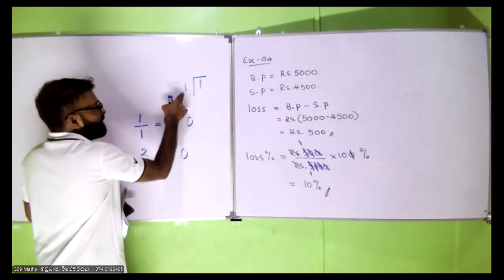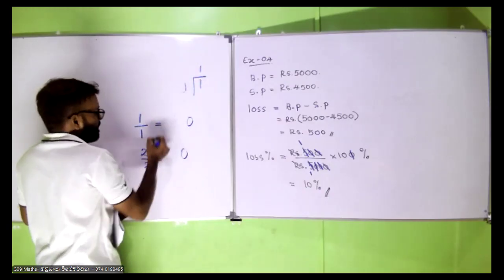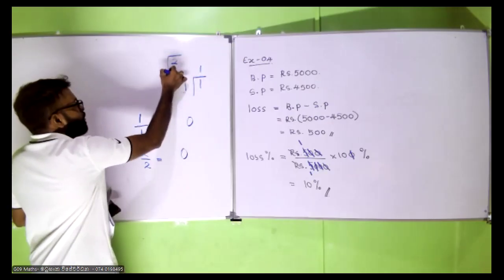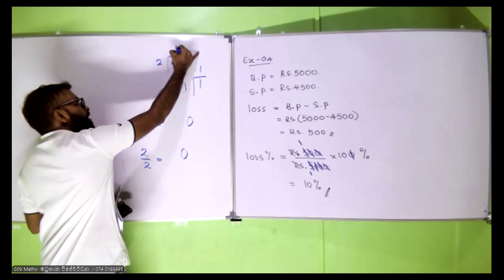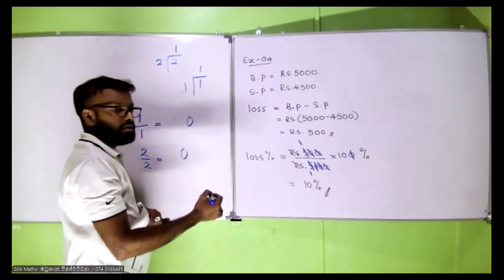1 divided by 1. How many ones are there for 1? Only 1. Here you have 2. 2 divided by 2. How many 2s are there for 2? 1. Yes, not 0.